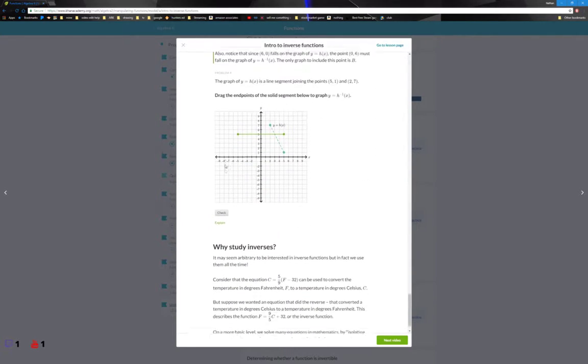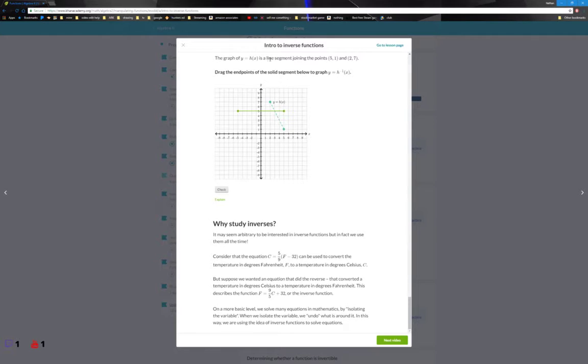So the graph y equals h of x is a line segment, and it's okay to get them wrong as long as you're learning. Joining the points 5, 1, and 2, 7. Drag the endpoints of the solid segment below to graph y equals h inverse x. Oh, this is the one we move. Okay.